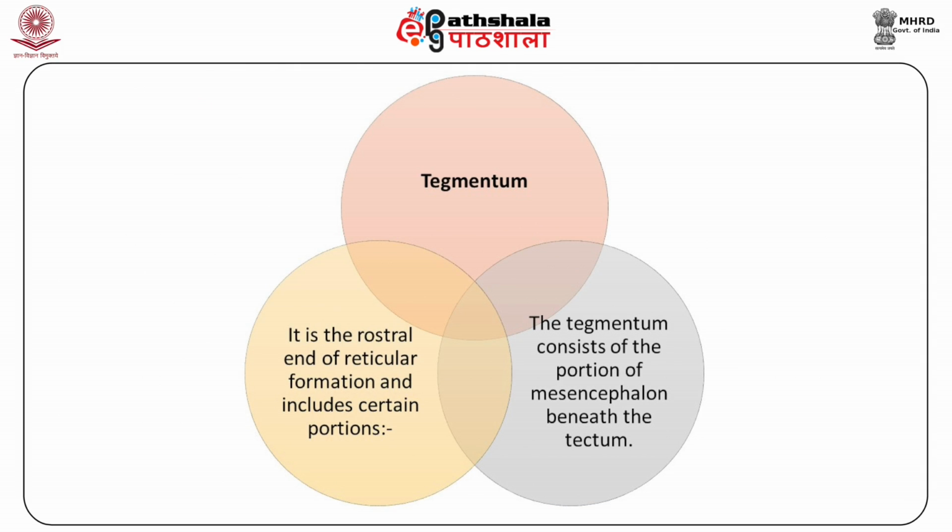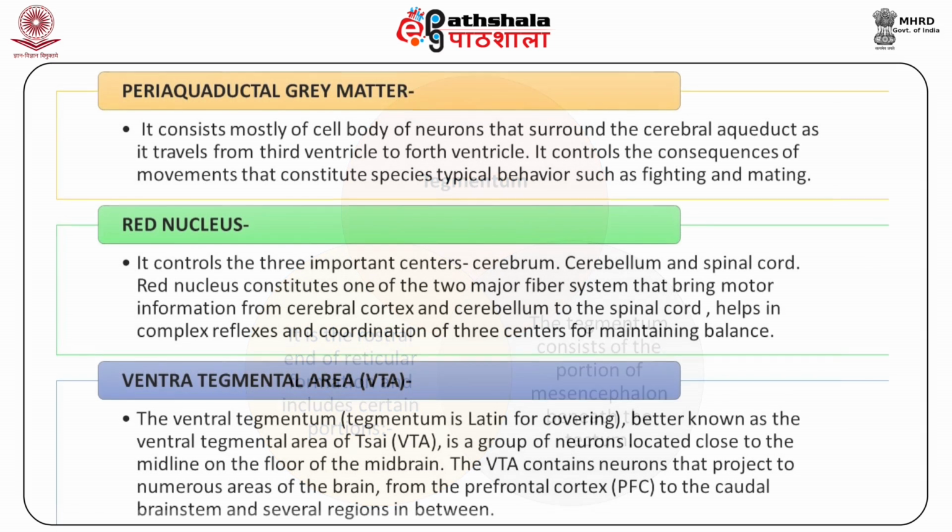Tegmentum. The tegmentum consists of the portion of the mesencephalon beneath the tectum. It is the rostral end of the reticular formation and includes certain portions. Periaqueductal grey matter. It consists mostly of cell bodies of neurons that surround the cerebral aqueduct as it travels from the 3rd ventricle to the 4th ventricle.